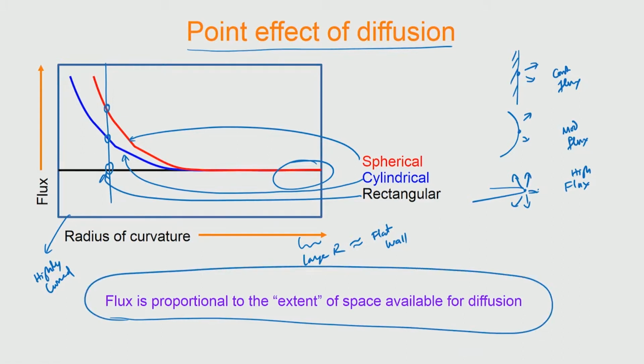Now, this point effect of diffusion has already been noticed in many other phenomena, and in the case of metallurgy, for example, we notice this as sharp objects losing heat very fast, and we say that the corners of a casting would solidify fast. That is nothing but an application of the point effect of diffusion, which basically says that the amount of space available for diffusion dictates how fast the diffusion can take place.